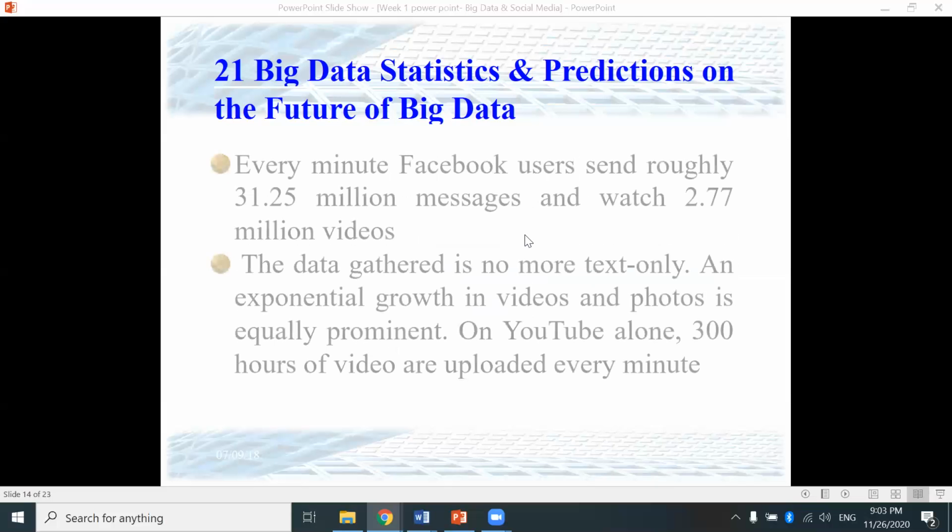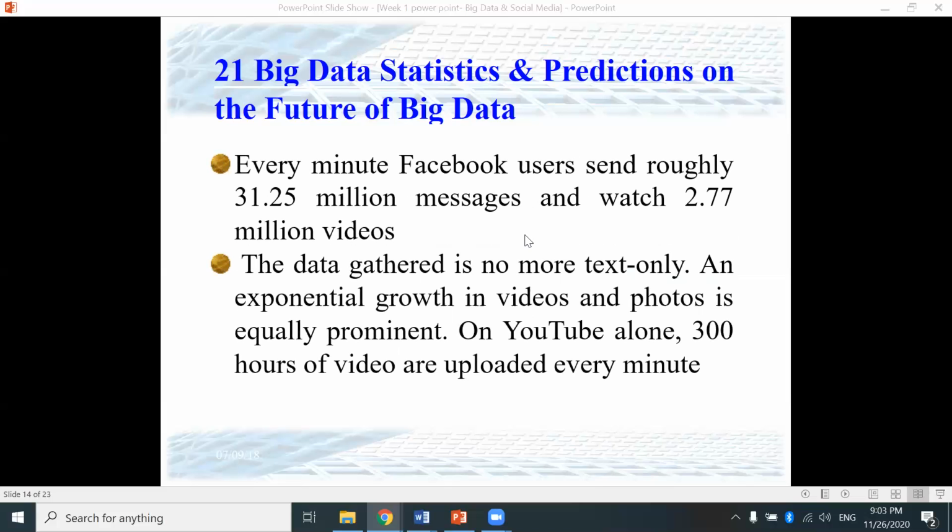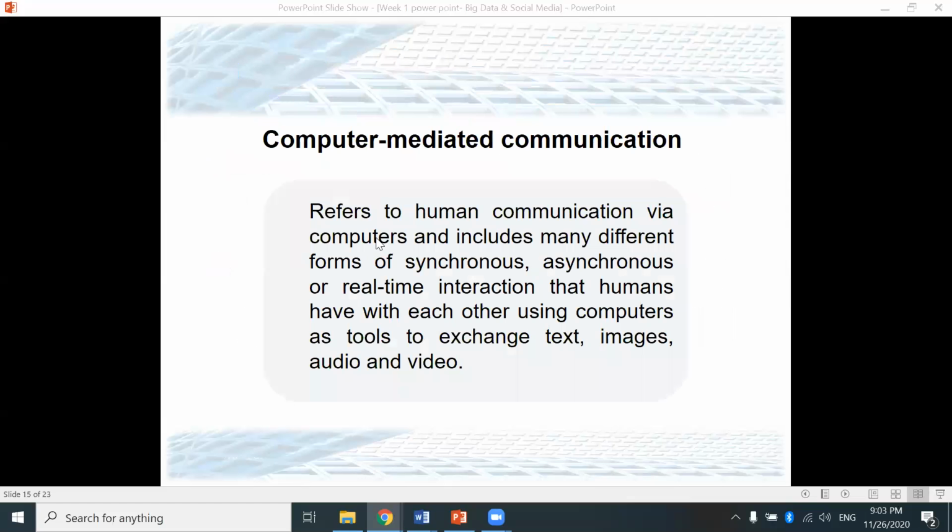And on Facebook, for example, every minute users send roughly 31.25 million messages and watch 2.77 million videos. So the data gathered is no longer text only. You have videos, photos, audio, and so on. On YouTube, 300 hours of video are uploaded every minute. A lot of videos are being uploaded, including this video that I'm recording right now, which is going to be uploaded on YouTube. So imagine how many people upload videos and how many people watch videos.